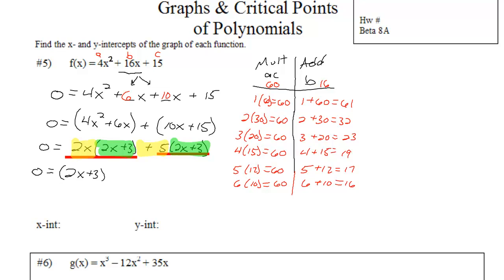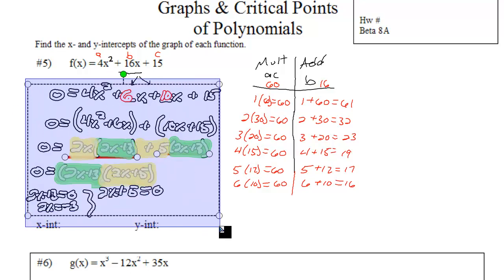So we factored that green 2x plus 3 to the front. What's remaining, what's left, is a 2x plus a 5. Once it's factored, take each factor, 2x plus 3, and 2x plus 5, set them equal to 0.